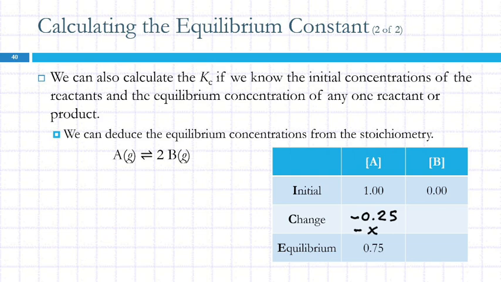Or it went down by X. So B starts at 0, it's going to increase. Here, X is the moles of A that disappeared. How's B going to change? We're going to get 2 moles of B for every 1 mole of A. So that's going to increase by 2X. So that's going to increase by 0.5. Is everybody okay with that?